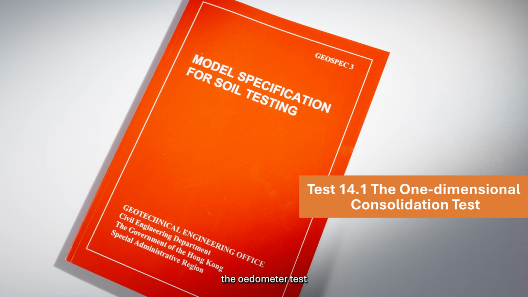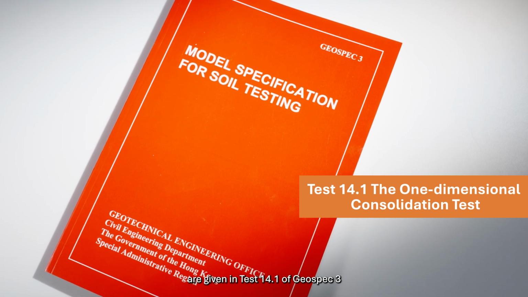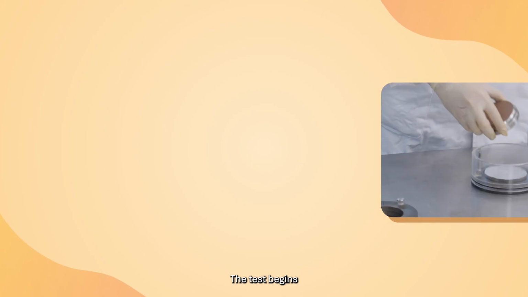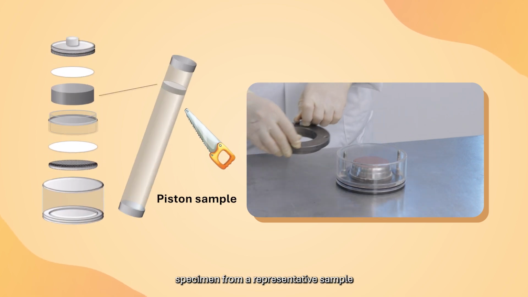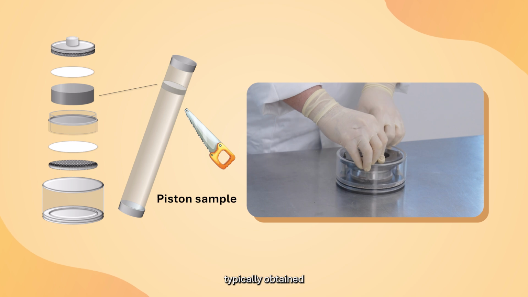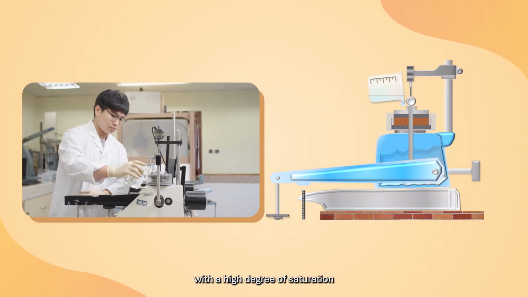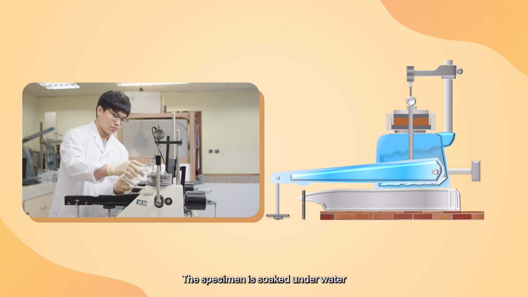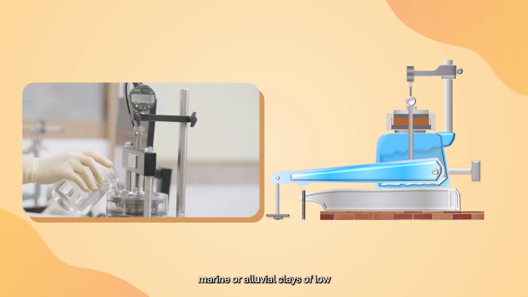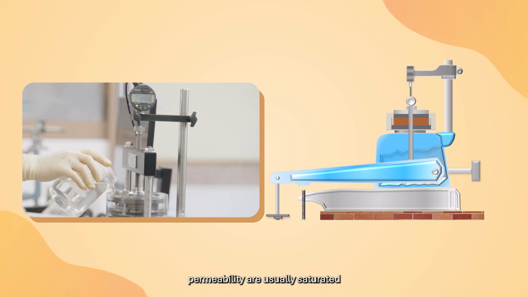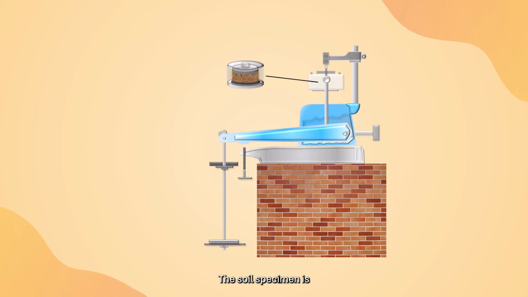Detailed procedures for odometer tests are given in Test 14.1 of GeoSpec 3. The test begins by preparing a cylindrical soil specimen from a representative sample, such as a piston sample, typically obtained from ground investigation. To prepare a specimen with a high degree of saturation, the specimen is soaked under water for at least 12 hours. In Hong Kong, marine or alluvial clays of low permeability are usually saturated or near saturated in their natural state. The soil specimen is then placed in an odometer cell equipped with a loading frame.